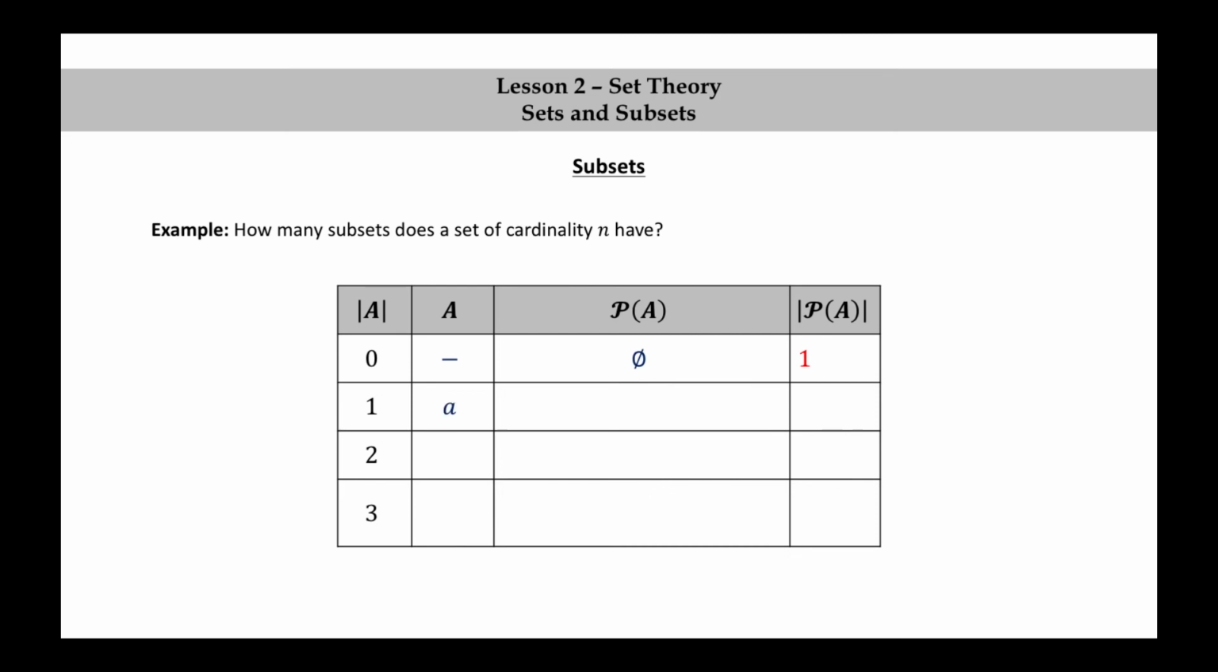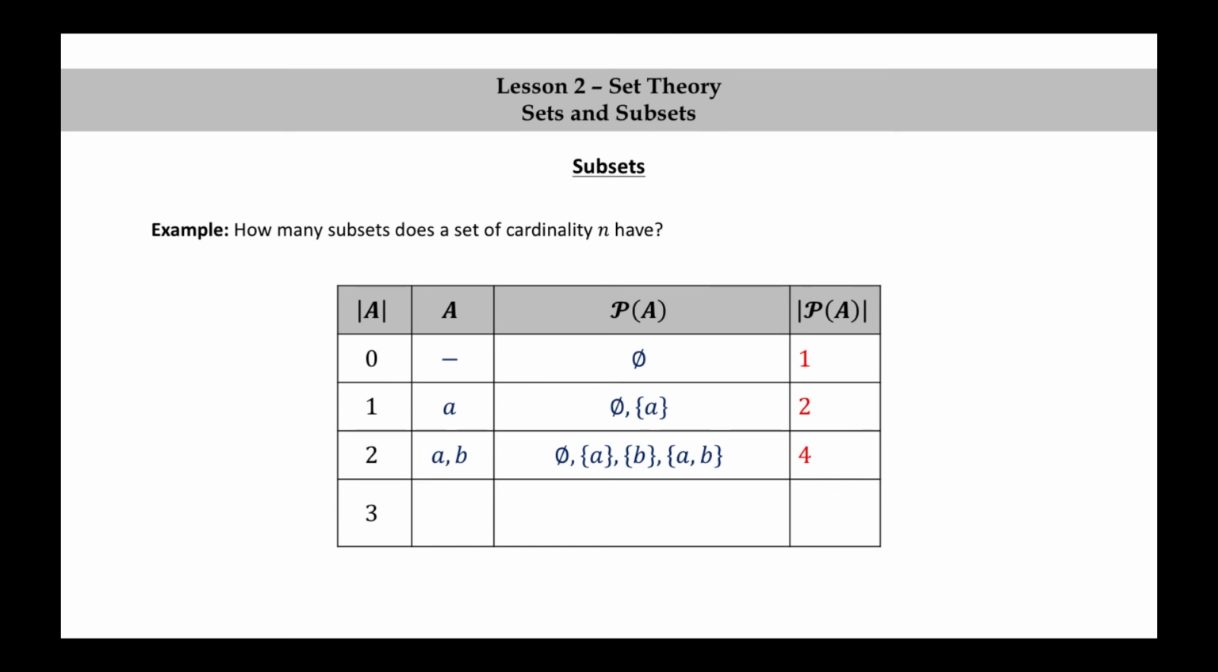Now when n is 1, our set has 1 element. Let's call it little a. So the power set of A consists of the empty set and the set consisting just of little a. There are 2 subsets in this case. For a 2-element set, let's name the elements A and B. Then the power set of A has the 4 subsets: empty, the set containing A, the set containing B, and the set containing A and B. Notice that the cardinality of the power set of A here is 4.